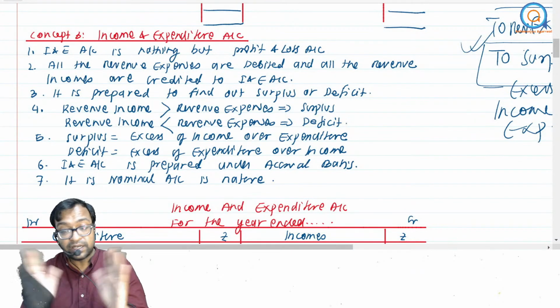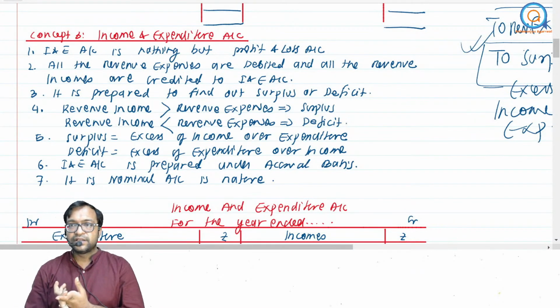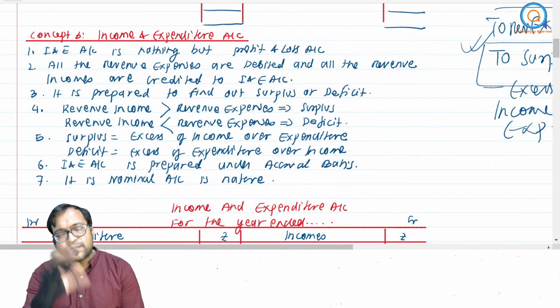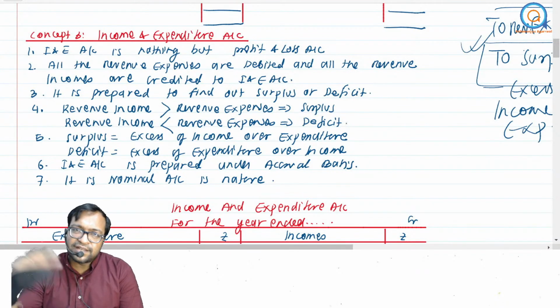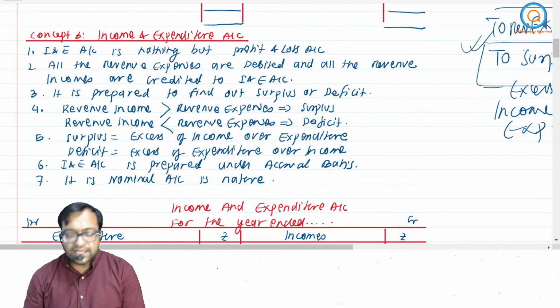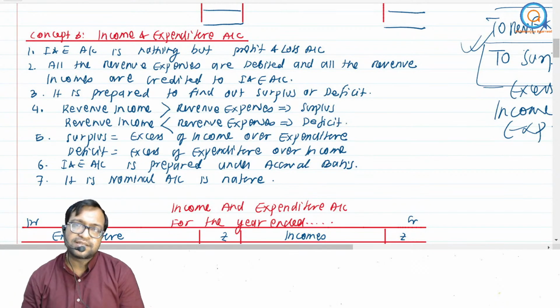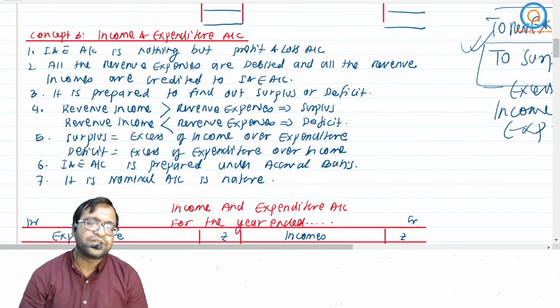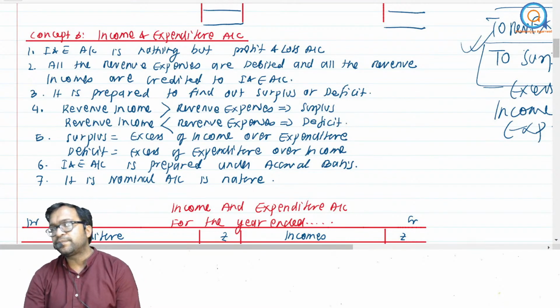ठीक है ना? Capital item नहीं. Revenue items only. ठीक है? If there is a profit, we call it surplus. If there is a loss, we call it deficit. This is prepared on accrual basis. And this account, income and expenditure, is nominal account in nature.